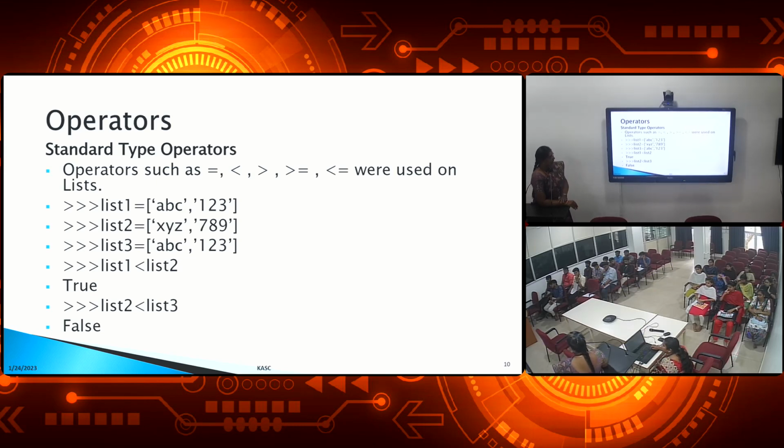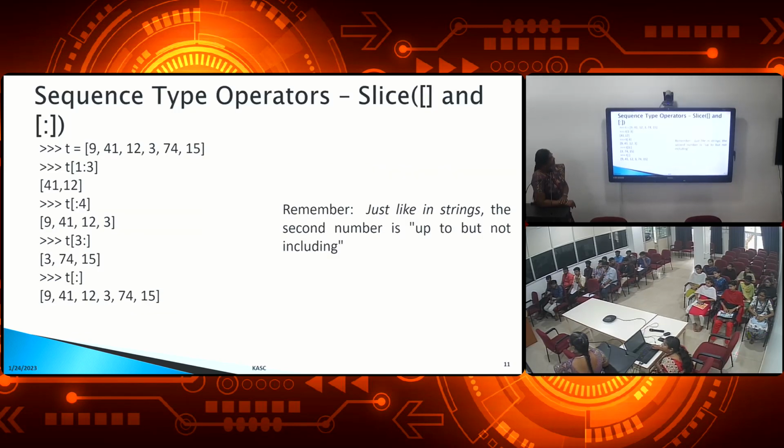And the second one is for list 2 and list 3. So the first is a numerical value, and the second is 789, and the other one is 123, isn't it? I'm sorry, the third list, isn't it? While comparing these two things, 789 is the greatest value, isn't it? So it is false, isn't it? All right, so next.